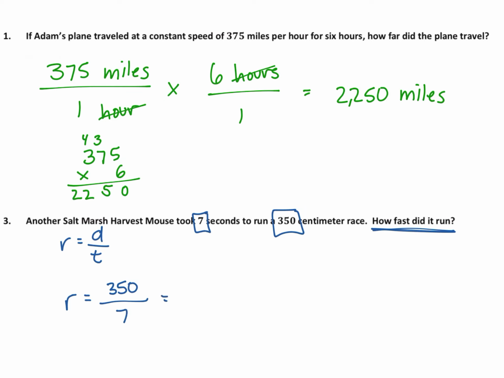So 7 goes into 35 5 times, and then we would have an extra 0. We can look at it in the long division sense too. There's no remainders there, but we still have this 1 extra 0 here, so we need to put something on top of it. So this is 50 centimeters per second.